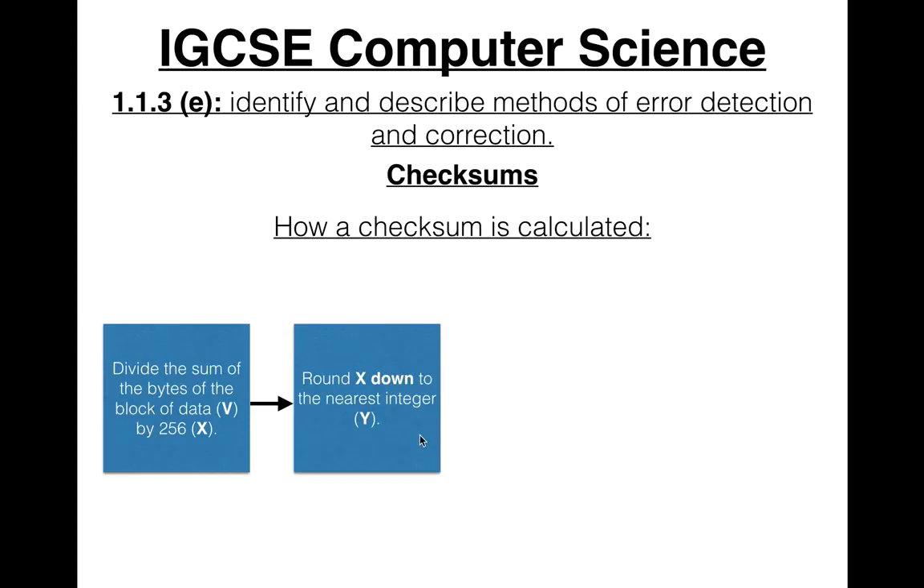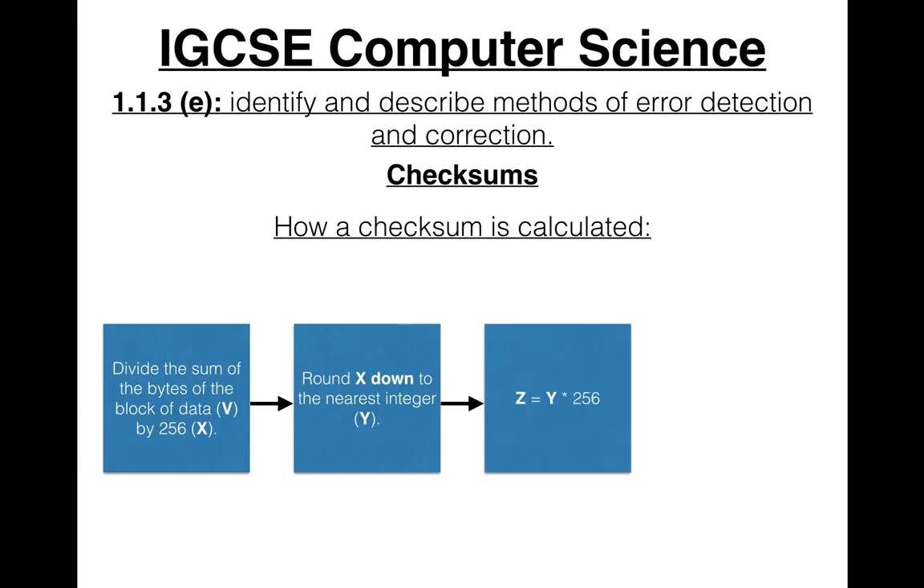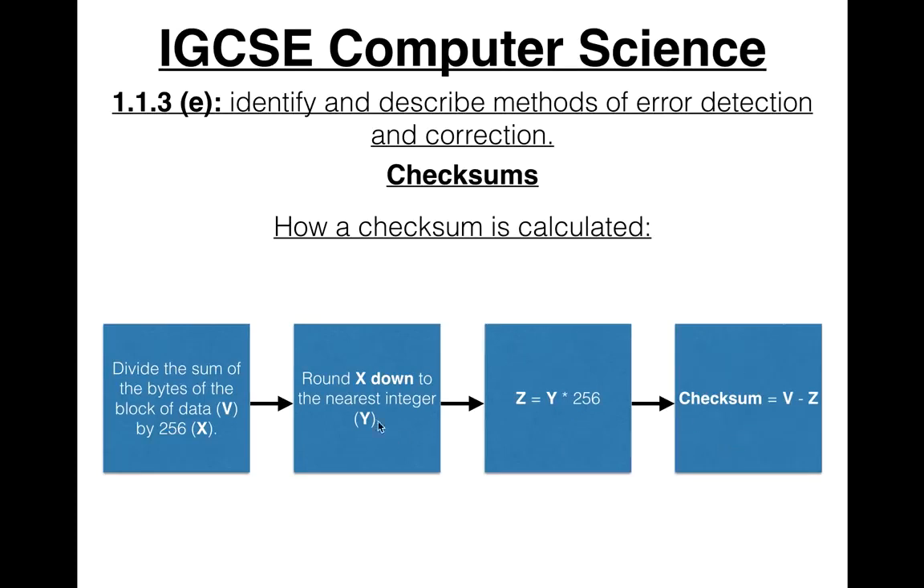Round x down to the nearest integer. Which means that if x was, say, 7.6, for example, we don't round it up to 8, we round it down to 7. So we basically get rid of what's after the decimal point. Then we calculate z using y times 256, and then the checksum is the original value v minus z.